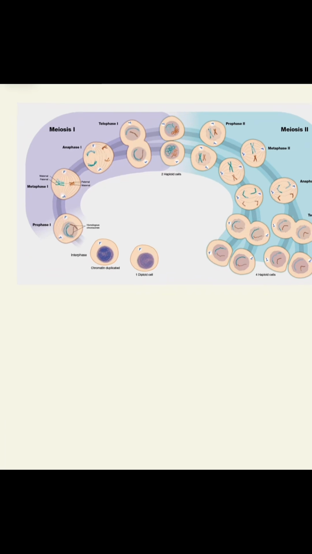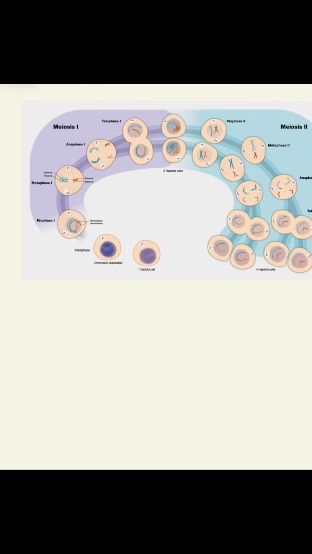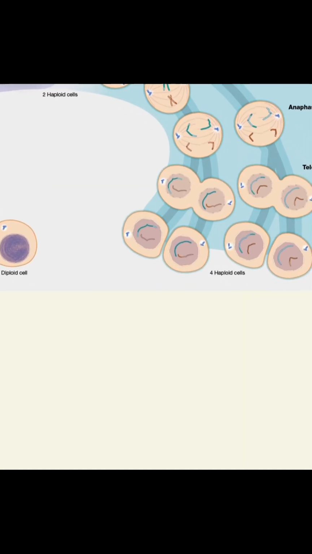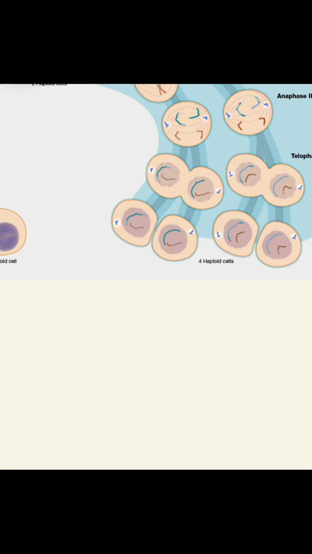So to start off with, I'm sure you've heard of the process of meiosis before. It's basically mitosis happening twice. So meiosis has two successive divisions, meiosis 1 and meiosis 2, which produces 4 haploid daughter cells from one diploid parent cell.